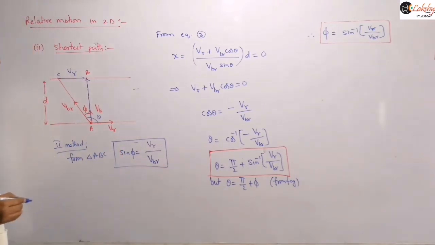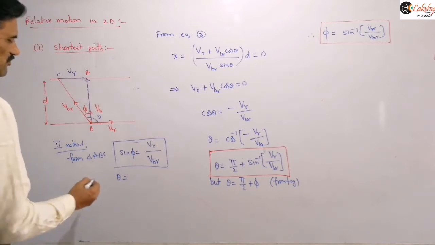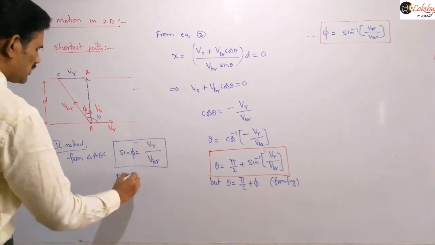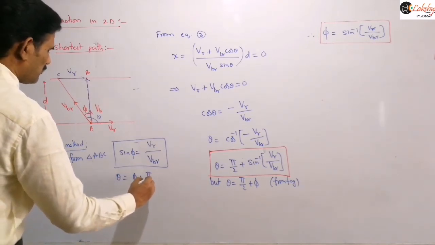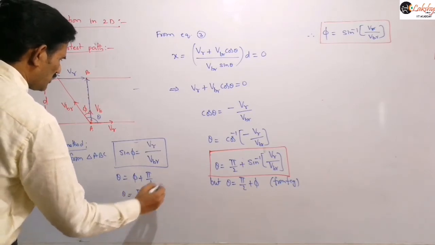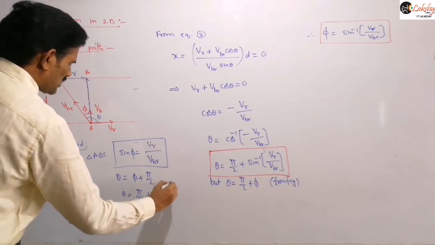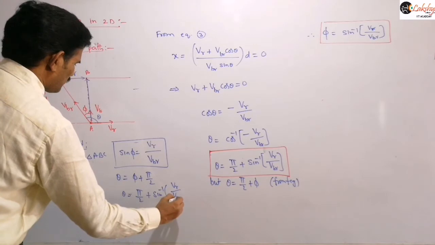So this is a formula to be remembered. If you are writing with the direction of the river flow, then we need to write this value as pi by 2 plus pi, which we can mention as already mentioned in this equation. Like this you can write that value there: sin inverse of VR by VBR.